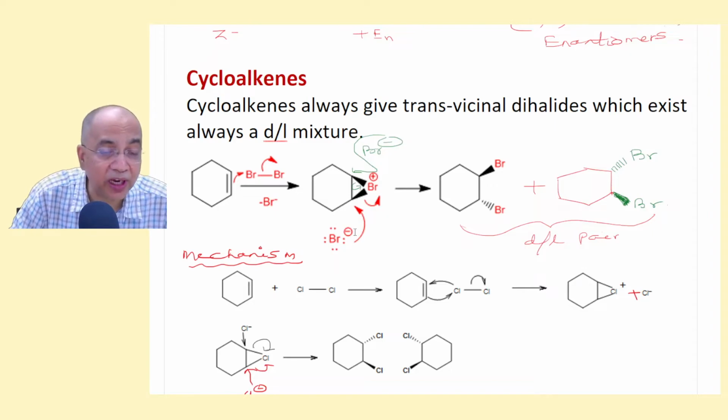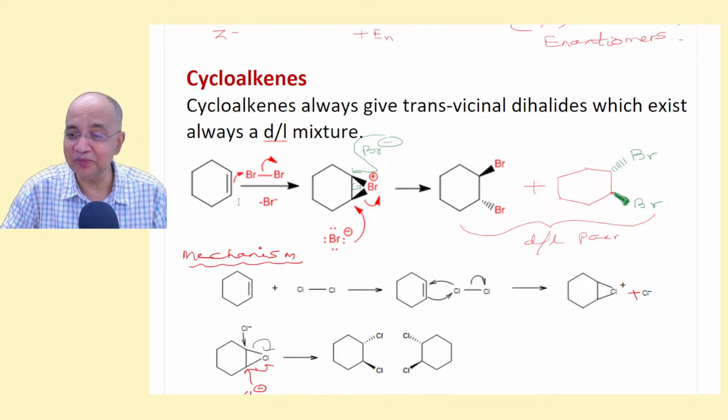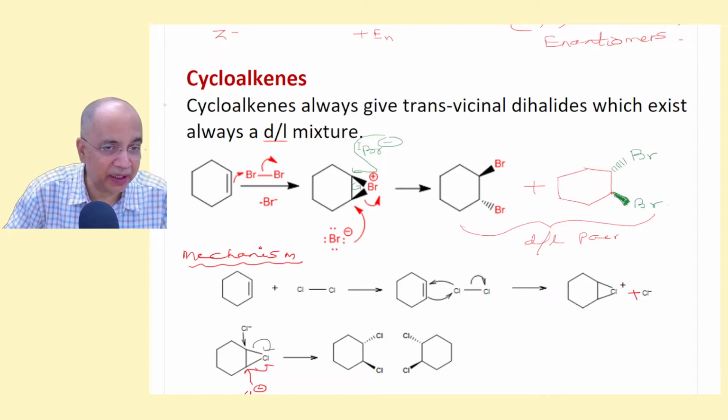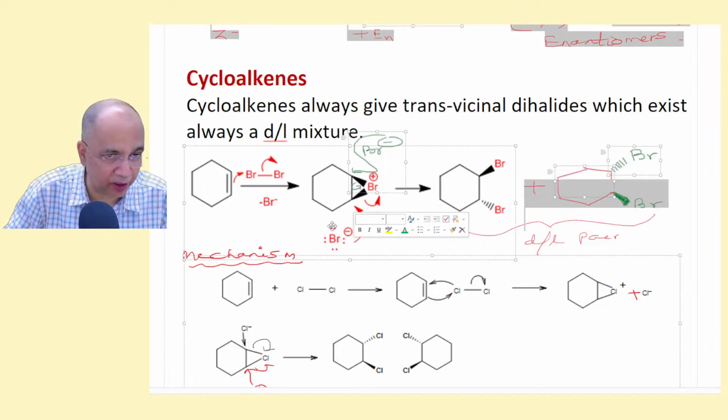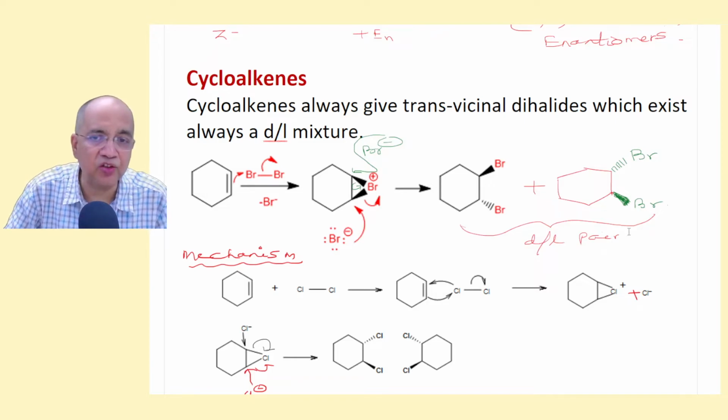Cycloalkene also shows this, as I have already told you in advance. With bromine, it gives the cyclic bromonium ion and bromide can attack from below, so that this bromine will stand up above the plane, or bromide can attack from the other side. So these two are enantiomers.